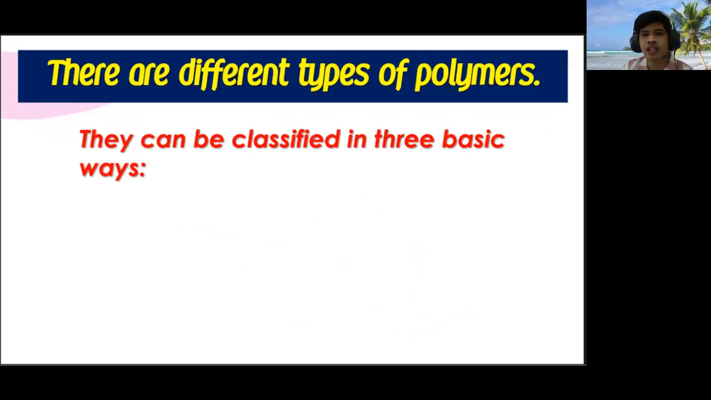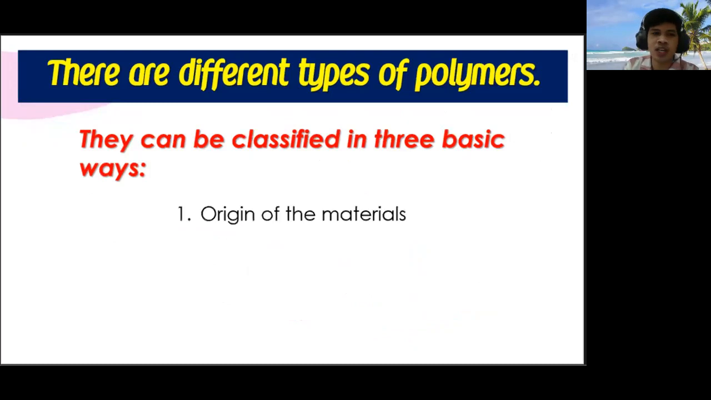Next, there are different types of polymers, and they can be classified in three basic ways. The first one is the origin of the materials. What do you mean by this? When we say origin of materials, it means what these materials are made of, what they are made from. Number two is the kind of monomers they are made of.